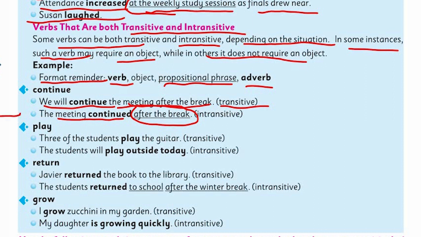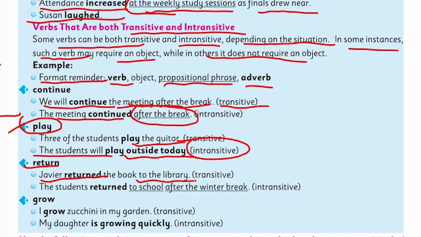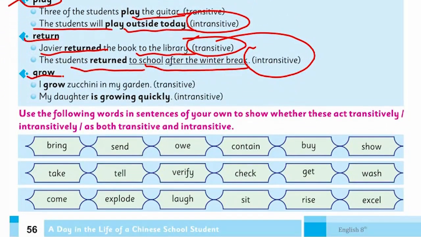After the break. With play, the students play the guitar, is the transitive verb here. The student will play outside today, it is intransitive. With return, Xavier returned the book to the library, transitive. The students return to school after the winter break is intransitive. Grow: I grow zucchini in my garden is transitive. My daughter is growing quickly is intransitive.